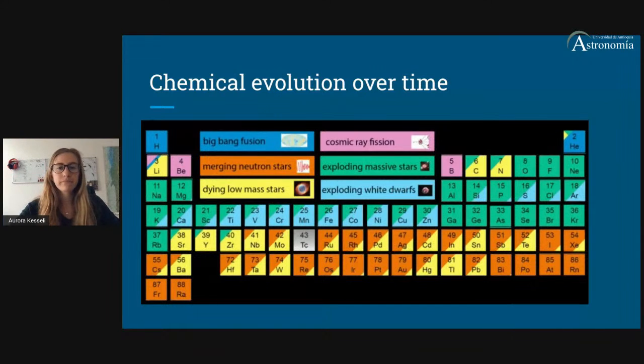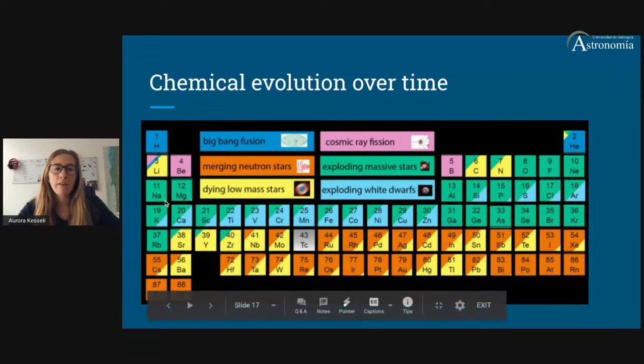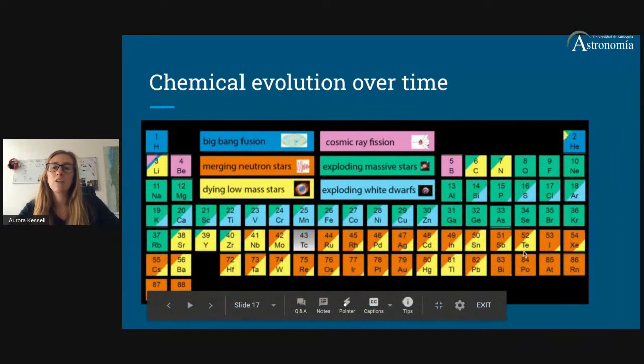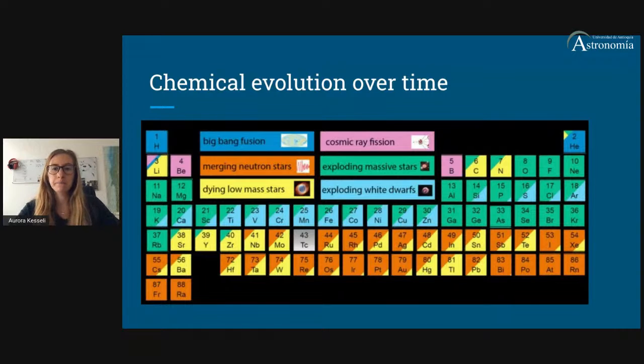So you can see here that exploding massive stars have created a lot of the elements up to maybe 35 or something. And dying low mass stars and merging neutron stars have created a lot of the even heavier ones. And what's important to note here is timescales. So the first thing that's going to happen is the Big Bang, obviously.